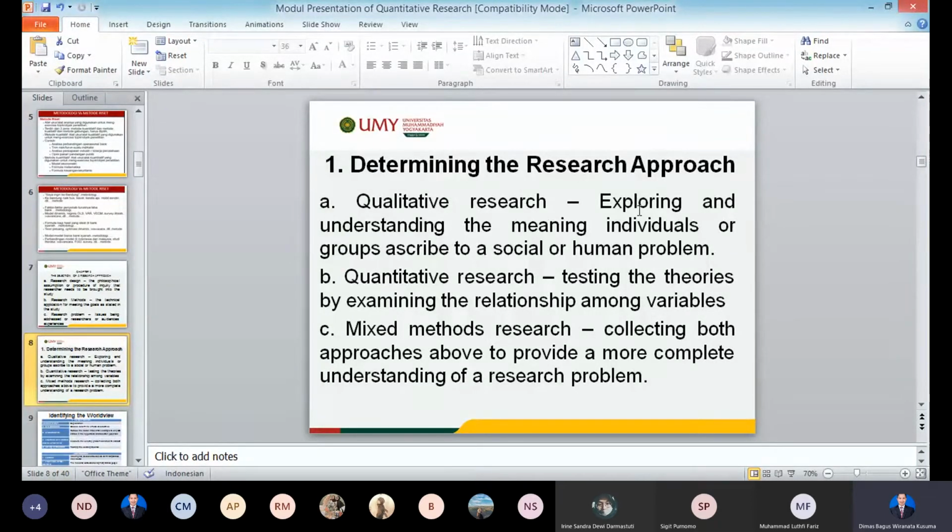And the last one is mixed method research. You collect both approaches above to provide a more complete understanding of a research problem. You try to combine qualitative and quantitative research at the same time.